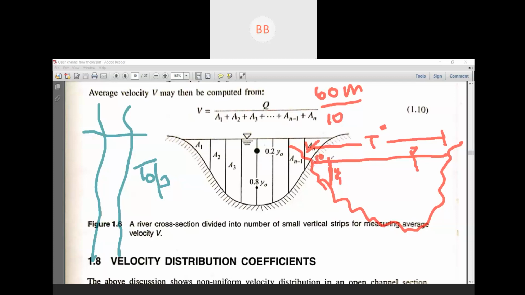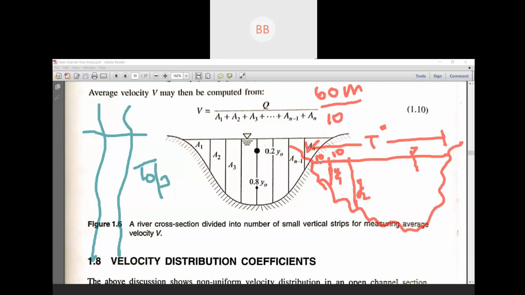Then again from here, we travel 10 meters using the same boat. Then again we measure the next depth, y2. So when we draw, we just draw this section and find out the values mathematically.